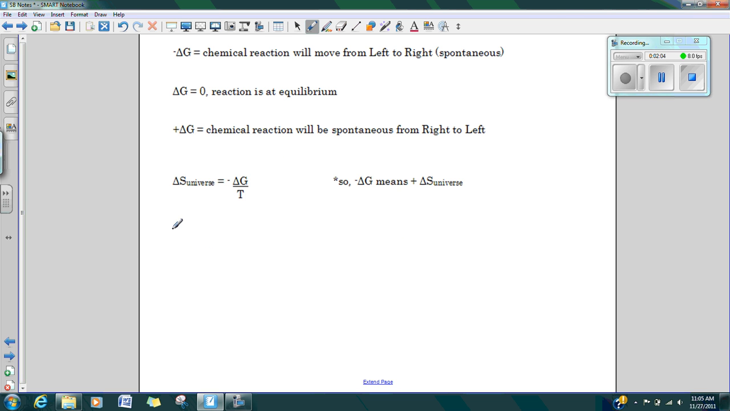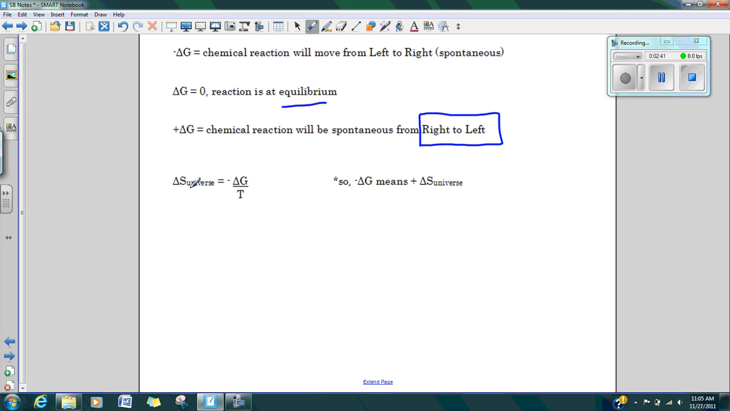Gibbs free energy is not something that's measured. We're just taking the different situations and applying them in this formula. With a negative Gibbs free energy, the chemical reaction will move from left to right. That's just our normal way that we read our chemical reactions. Again, if delta G is 0, we are at equilibrium, just as we saw with our change in entropy. And if I have a positive Gibbs free energy, it will be spontaneous from right to left. So this is the reverse situation that we just talked about with entropy.